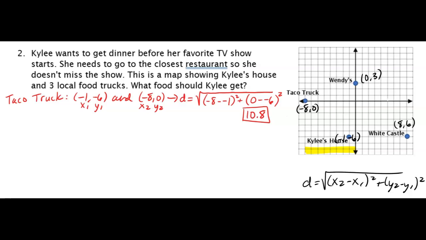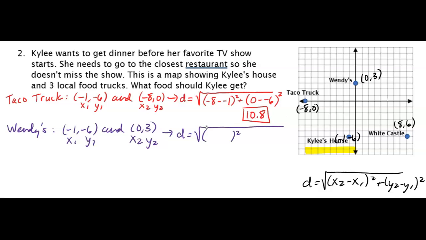All right, so now let's do the distance from Kylie's house to Wendy's. So the points I'm going to be using are Kylie's house, which is (-1, -6), and then Wendy's, which is (0, 3). So I'm going to label my points x1, y1, x2, y2, and we're just going to do the exact same thing. So we're going to plug these points into the distance formula. What I like to do sometimes with my distance formula is write it out. So I put in everything that's part of the formula, and then I just have to plug in the numbers. And I don't have to worry so much about all my signs because I'm only focusing on the points now. So x2 and x1 are 0 and -1, and y2 and y1 are 3 and -6.